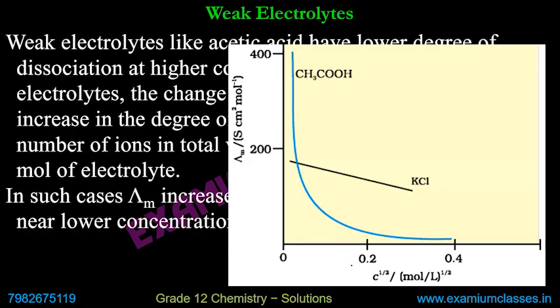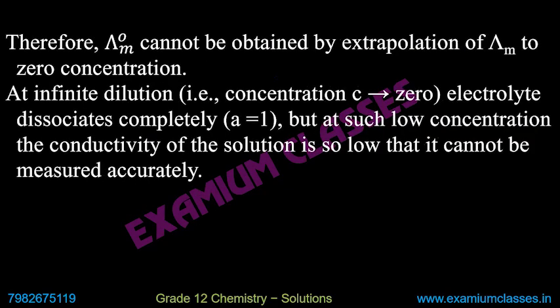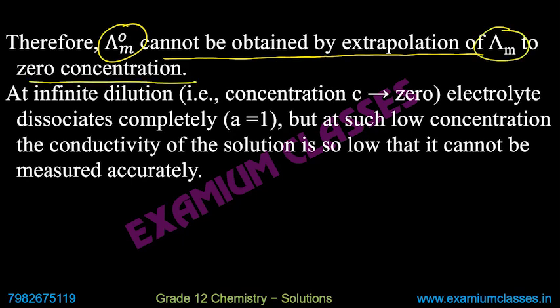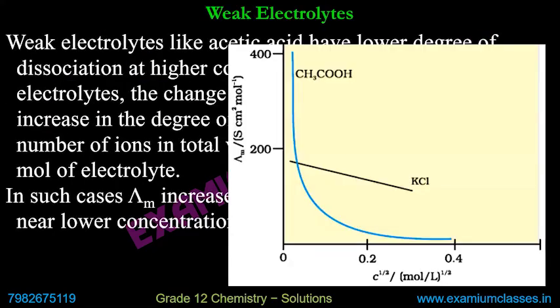So this is the graph for CH3COOH, blue color. Therefore, lambda m naught cannot be determined by extrapolation of lambda m to zero concentration. It will not give the lambda m naught. The zero concentration cannot give you lambda m naught because, according to this graph, it will give us an infinity value.